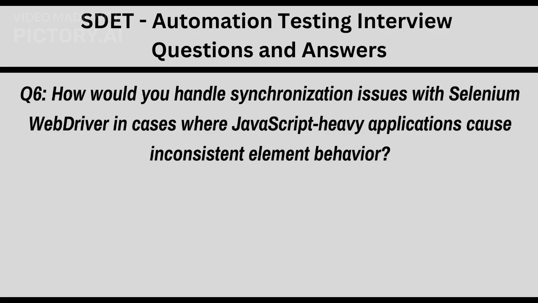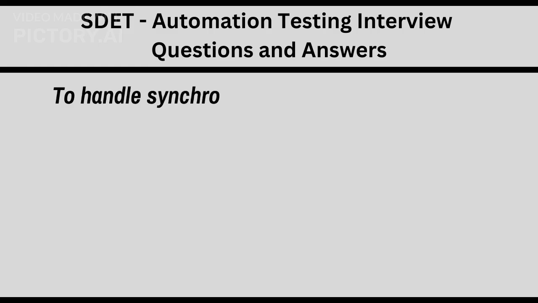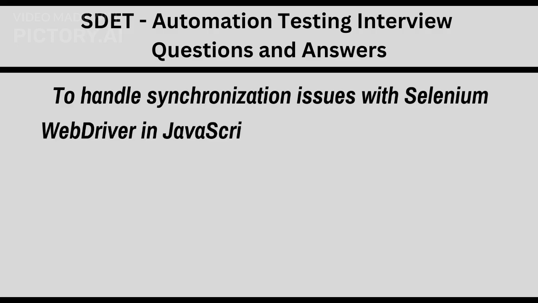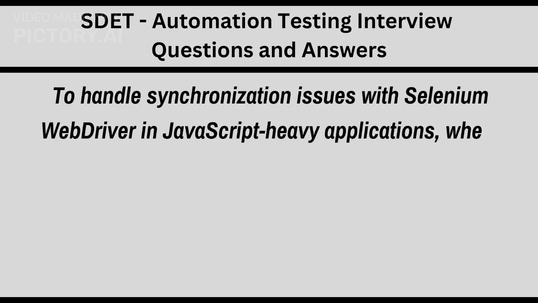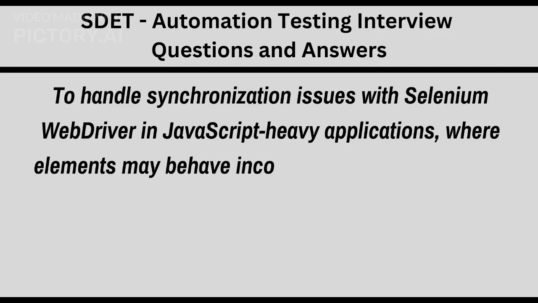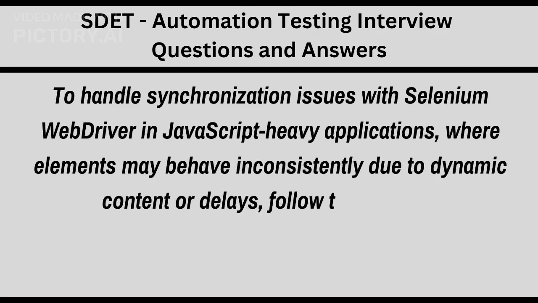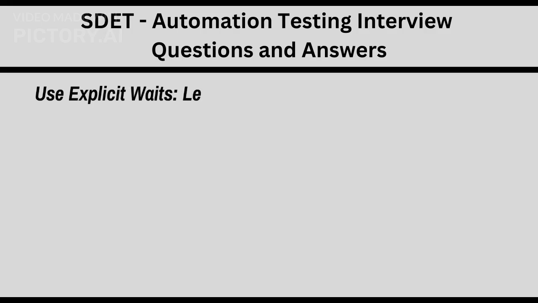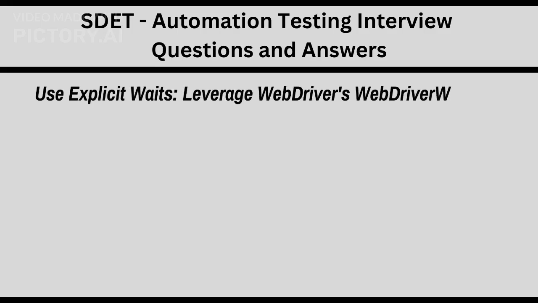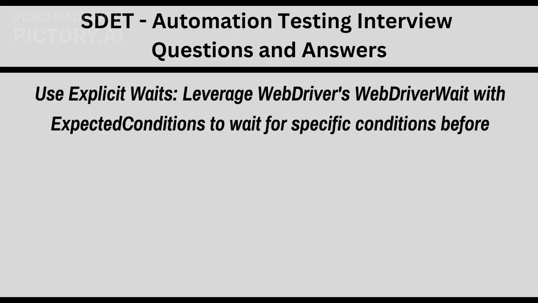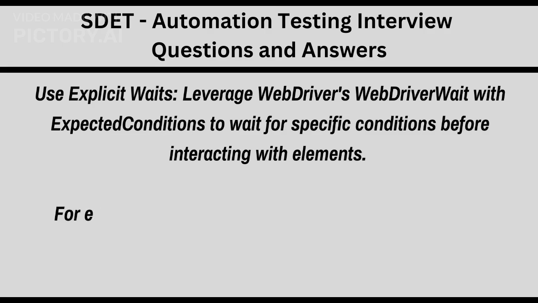Q6. How would you handle synchronization issues with Selenium WebDriver in cases where JavaScript-heavy applications cause inconsistent element behavior? To handle synchronization issues with Selenium WebDriver in JavaScript-heavy applications, where elements may behave inconsistently due to dynamic content or delays, follow these steps. Use explicit waits. Leverage WebDriverWait with expected conditions to wait for specific conditions before interacting with elements.